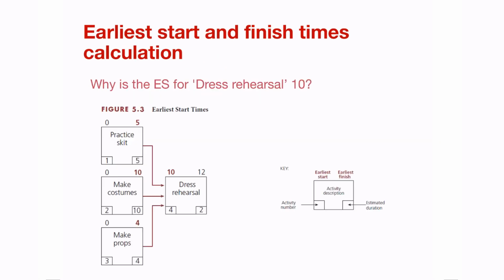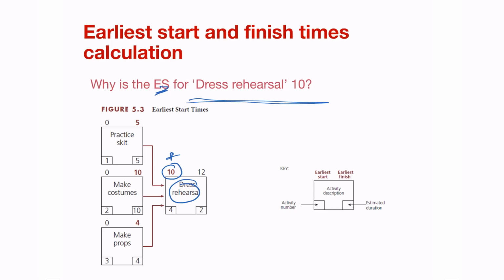So let's have a look. Here's a good example. What is the earliest time for the dress rehearsal, and why is it 10? I'll give you a moment to have a look. So why is the earliest time 10? The dress rehearsal is the activity, remember the activity description, and the earliest time that the dress rehearsal can start, early start, remember ES, is on day number 10.